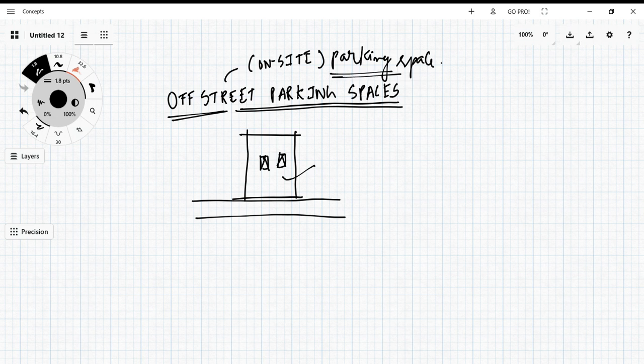Any doubt, guys? Off-street is nothing but on-site. Now let's discuss the standards we need to consider while designing the off-street parking spaces. The space to be left out for off-street parking shall be in addition to the spaces left out for lighting and ventilation purposes. So as per the National Building Code, suppose this is my site, about 8 meters by 15 meters. Consider this is my access road.